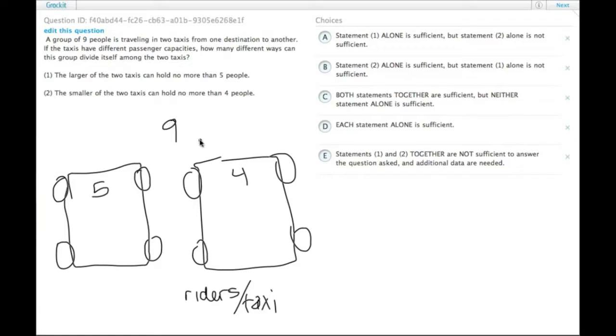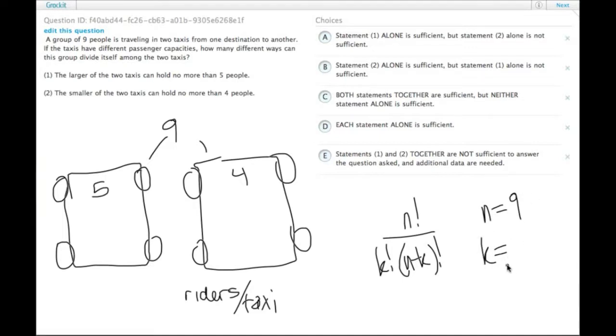to have 4. So we would use our combination formula, n factorial over k factorial times n minus k factorial, where n would equal 9 here, the big group, and k would equal the subgroup. We would only need to run it for either 5 or 4, that would be the total number of combinations, because all the rest of the people would just go in the other taxi. So statement 1 is sufficient.